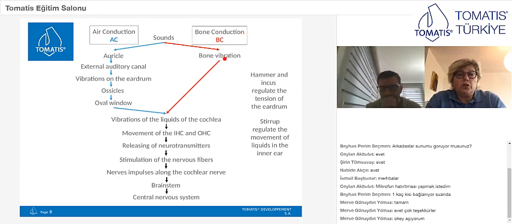And through bone vibration, the sound goes directly to the inner ear.